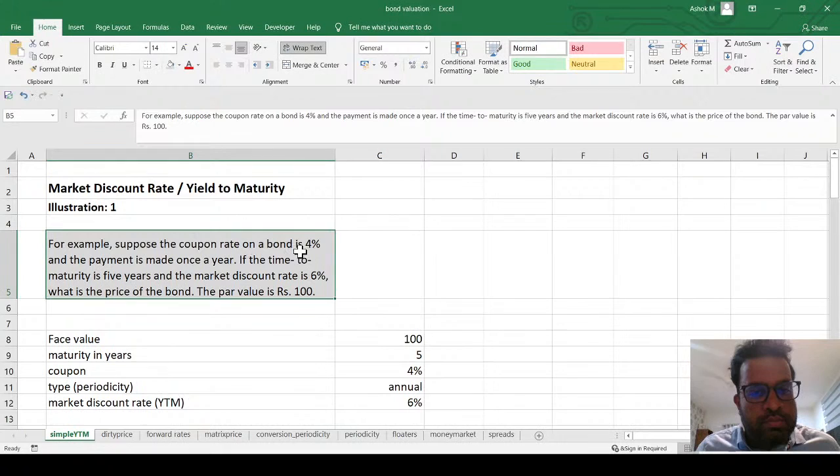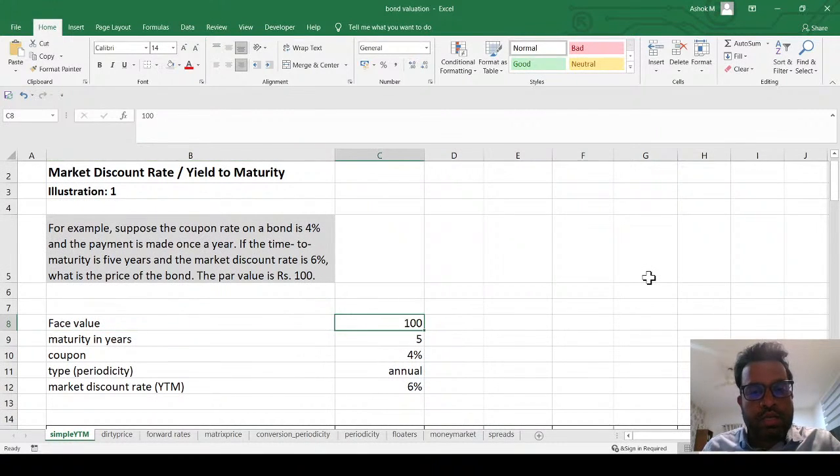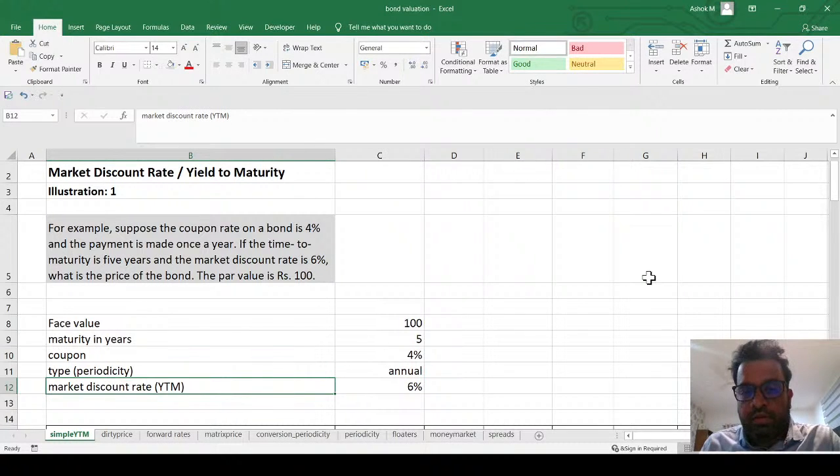Suppose the coupon rate of a bond is 4% and the payment is made once a year. If the time to maturity is 5 years and the market discount rate is 6%, what is the price of the bond? The par value of the bond is 100. So it's a simple plain vanilla bond. Its face value is 100. Maturity in years is 5. Coupon is 4%. Periodicity, as in how often interest is paid on the bond, or the coupon is paid on the bond. And the market discount rate, which is another term for YTM, is 6%.